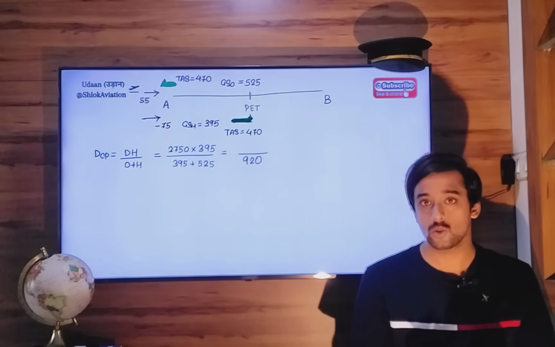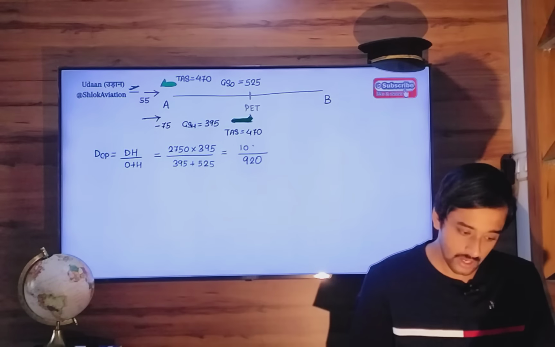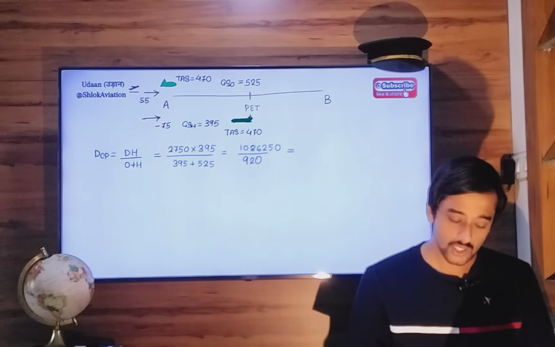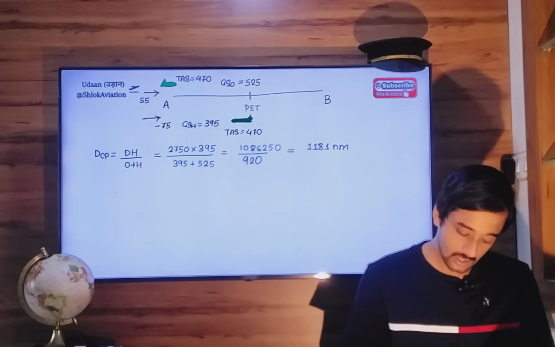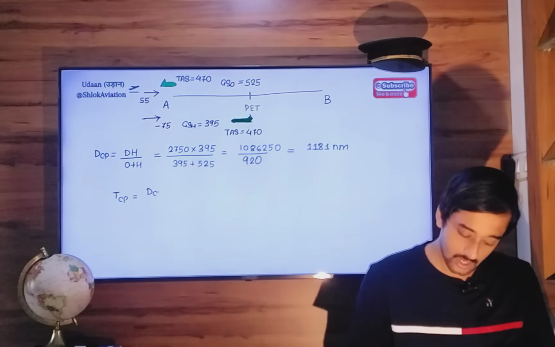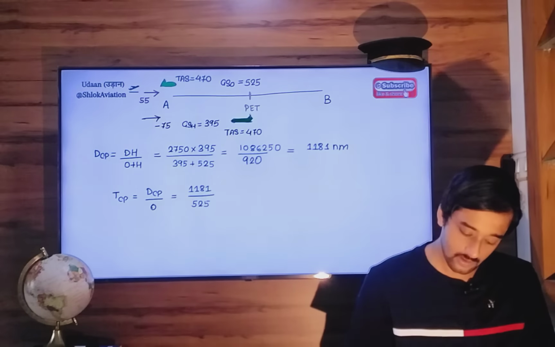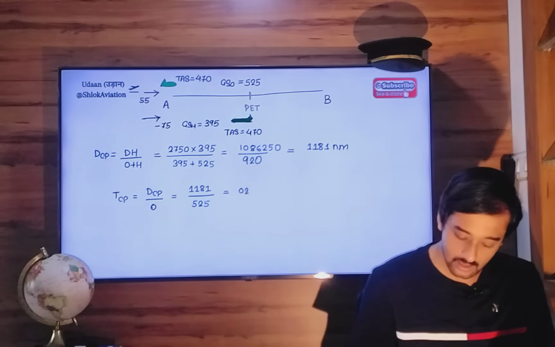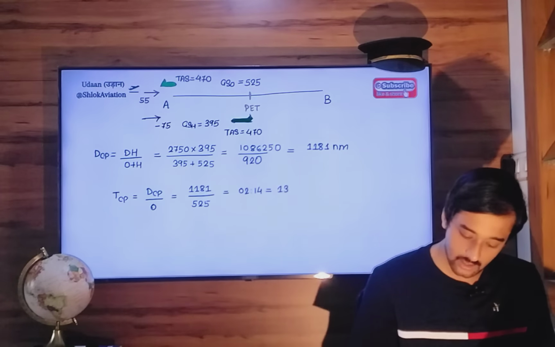In the numerator we have 2750 into 395, 1086250. That is equal to 1181 nautical miles. Time to critical point is distance to critical point divided by outbound speed. So 1181 nautical miles divided by 525, which is equal to 2 hours 14 minutes, multiplied by 60, 135 minutes.